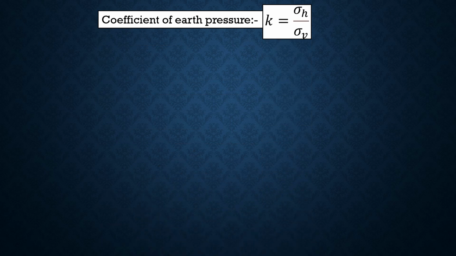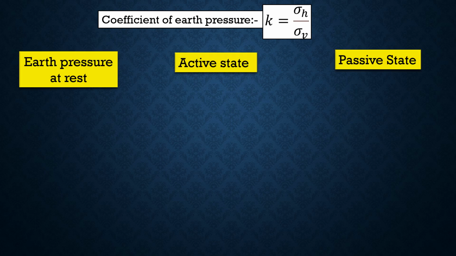This is the coefficient of earth pressure represented by K, and K is the ratio of horizontal pressure to vertical pressure. In case of coefficient of earth pressure, there are three conditions. First, when the wall or the backfill is at rest. Second is the active state, and third is the passive state.